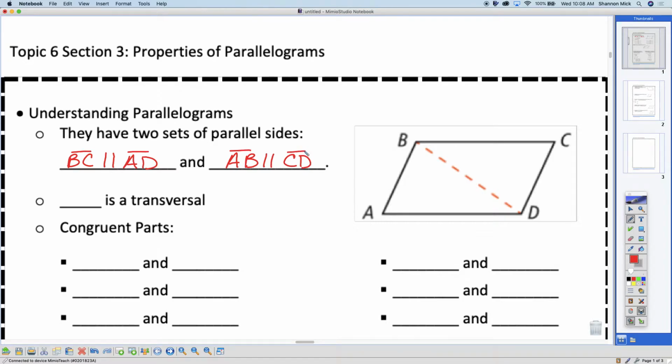Okay. Now if they're parallel, any line that crosses them both is a transversal. So what would be the transversal up there? BD.